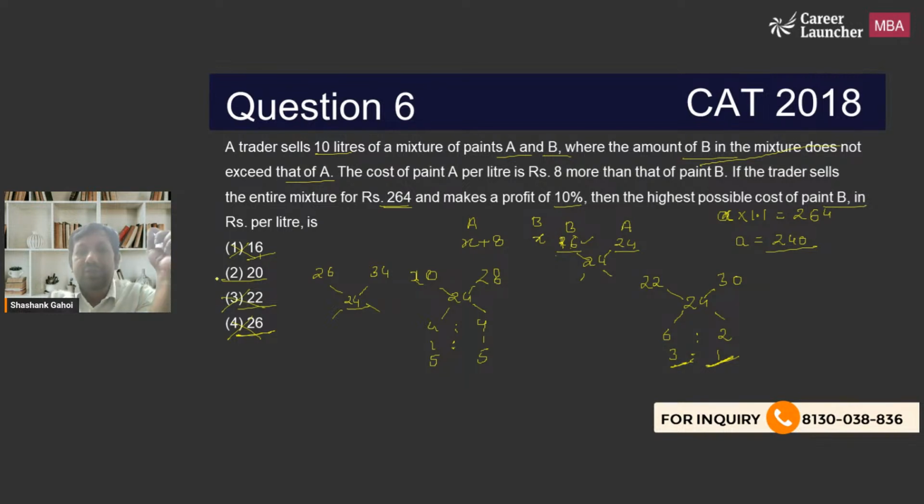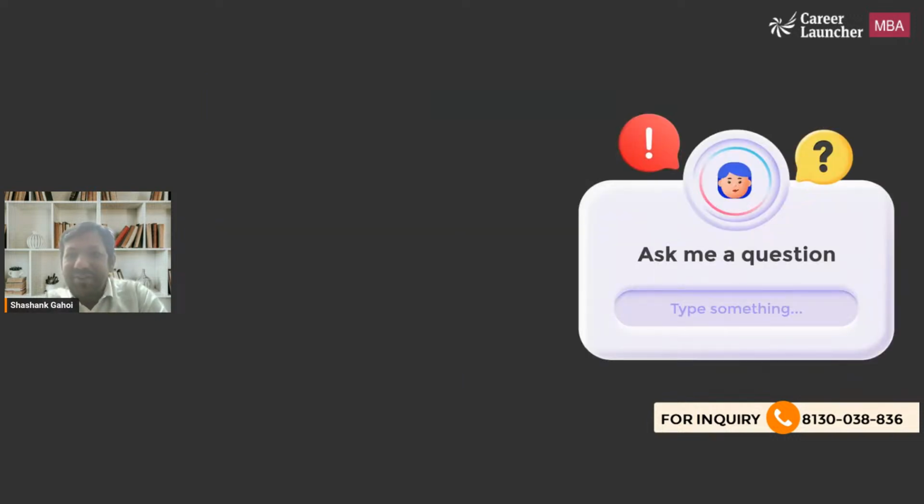So the answer of this question in this case is going to be option 2, that is 20 rupees per liter. So that's the answer of this question. If you get this question in the exam, this is the approach you are going to follow. And with this, we are going to conclude this question, this session.